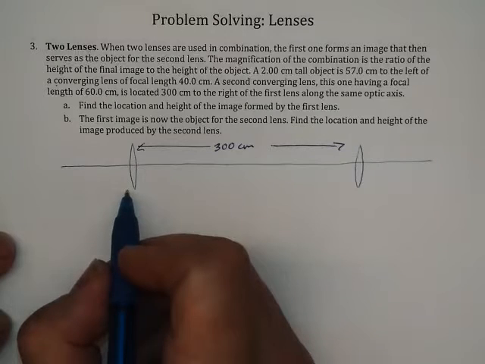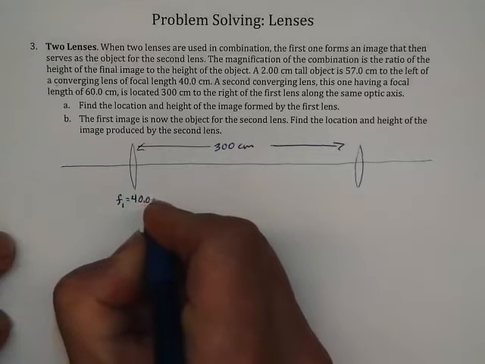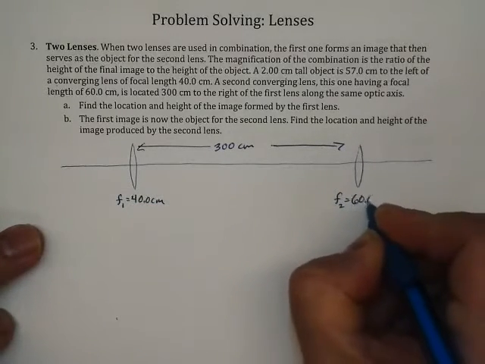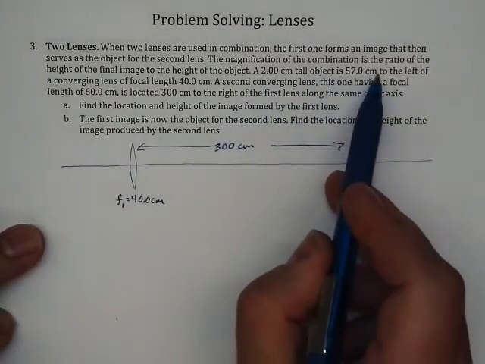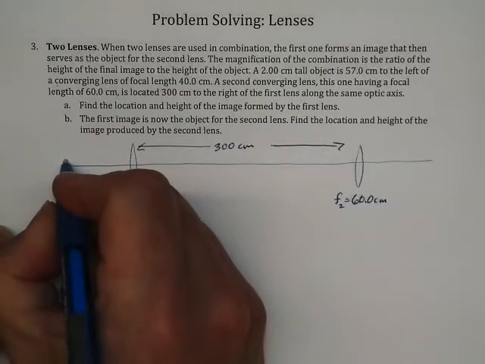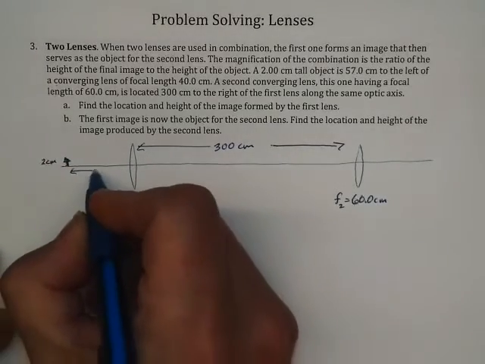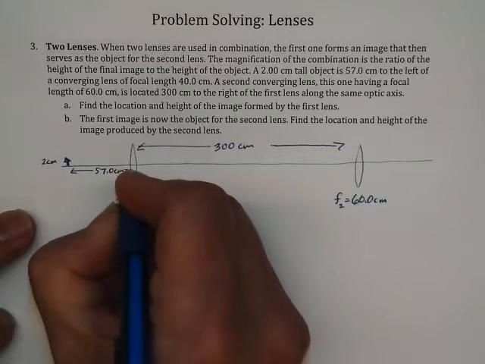And the focal length of lens number 1 is 40 centimeters. Focal length of lens number 2 is 60 centimeters. And the 2 centimeter tall object is 57 centimeters to the left here. So this is not going to be to scale horizontally and vertically, but this is 2 centimeters tall, and this distance right here is 57 centimeters.